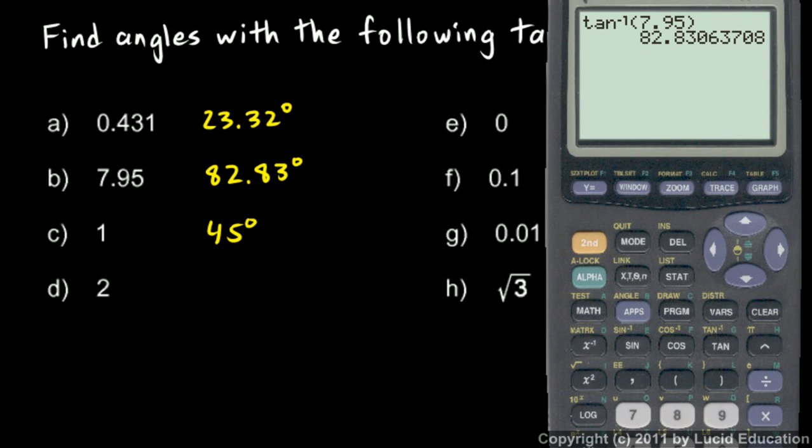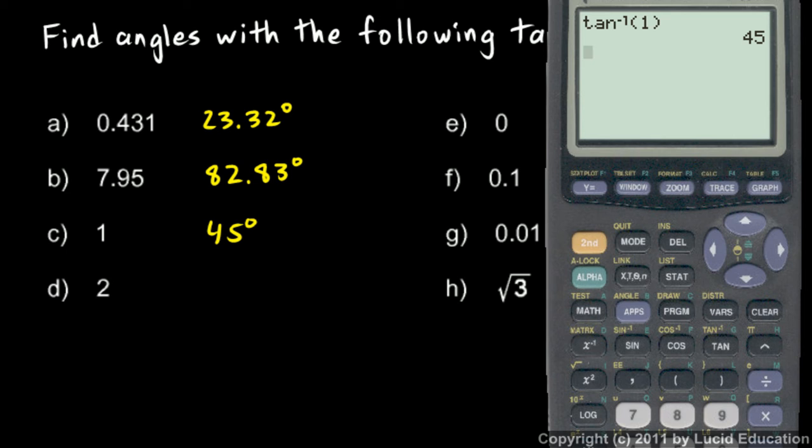Now the inverse tangent of 1, the angle whose tangent is 1, you should know that that's 45 degrees. Even without a calculator, you can put it in if you want to. The inverse tangent of 1, and it better say 45. If it doesn't, your calculator is faulty. But there it is, the inverse tangent of 1. The angle that has a tangent of 1 is 45 degrees.